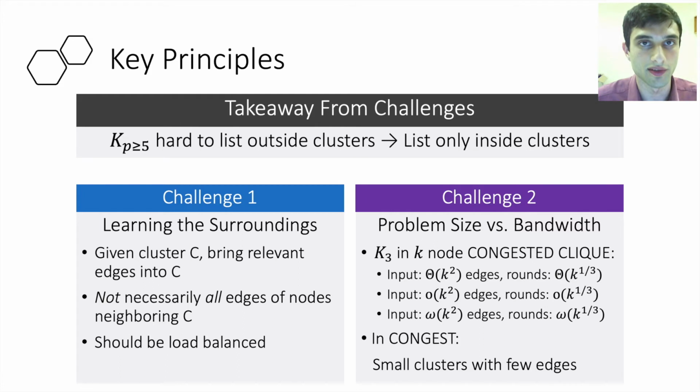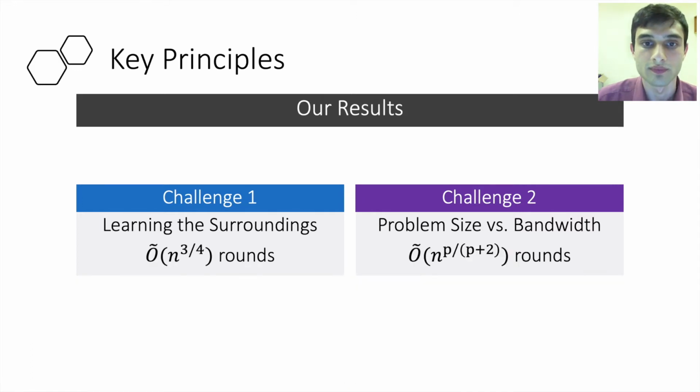This intuition carries over to the CONGEST model. If we have small clusters, without lots of edges inside those clusters, and we bring lots of information into these small clusters, the small clusters will be overwhelmed and take way too many rounds to perform the listing. As such, we get these two challenges. The first challenge, we overcome in n to the power of 3/4 rounds, regardless of the value of p. The second, we overcome in n to the power of p divided by p plus 2 rounds, which is very, very close to the lower bound of n to the power of p minus 2 divided by p.